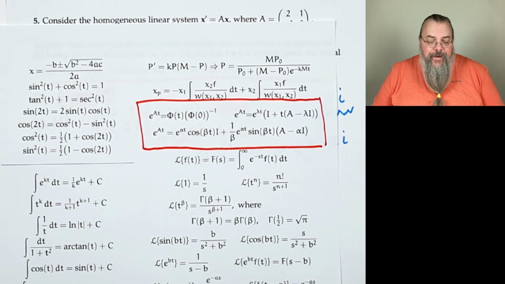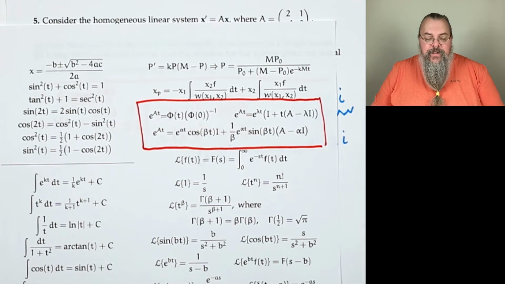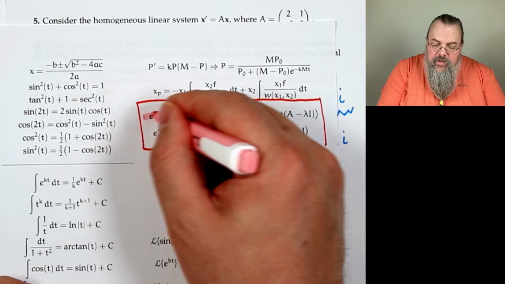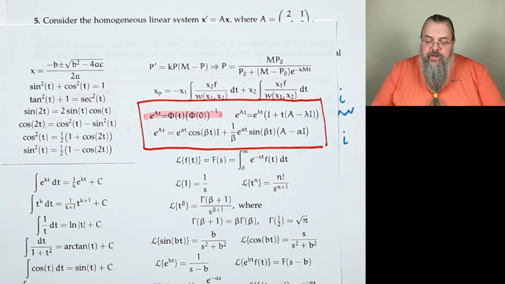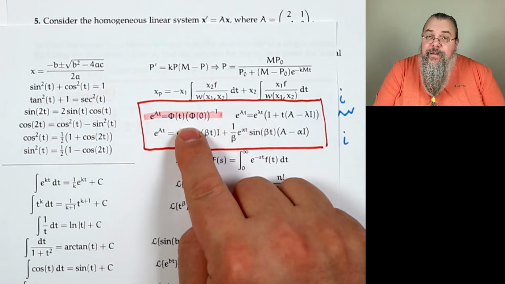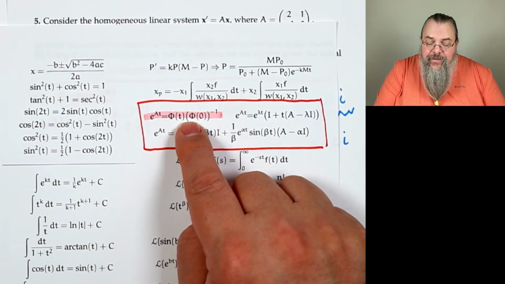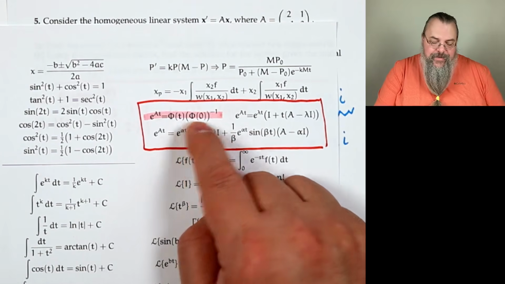And what do they all have in common? They all involve e to the at. So there's 3 of them, so let's just do a quick recap. There's the e to the at is the phi of t. Phi of t is the fundamental matrix, phi times phi at 0 inverse. This is when we have distinct real eigenvalues. That's the one we pull out. Well, that's not our case.